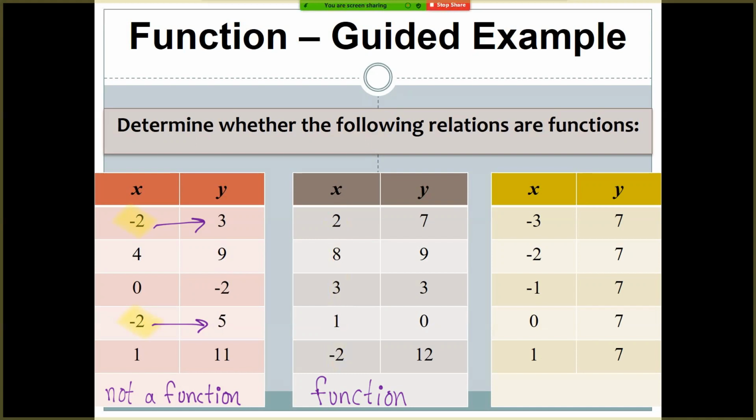The one on the right, I'm looking, anything repeat? No, it is a function. Sometimes this confuses some students because all of your y values are the same. It's like going to that vending machine that only sells waters. You can push any of the buttons and you're still getting just a water. So don't let the y values confuse you. Focus on the x's first. If nothing repeats, move on. It doesn't matter that all those y values are the same.